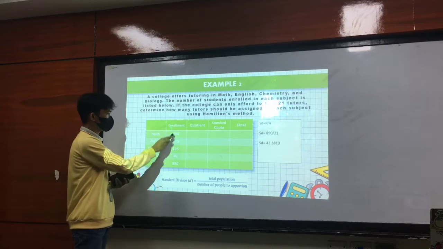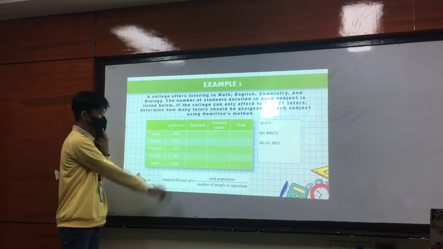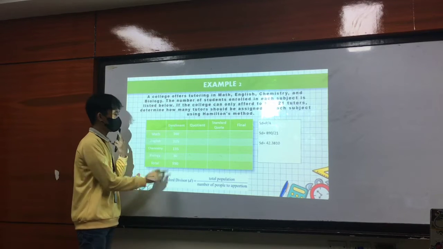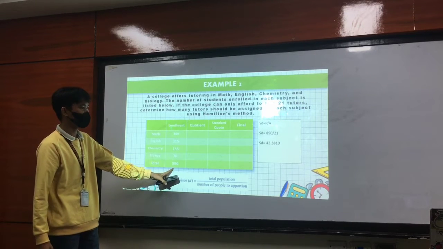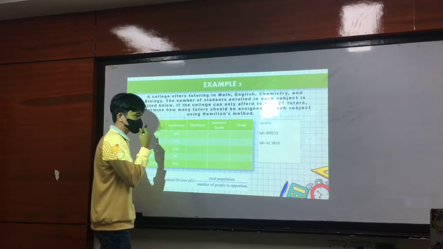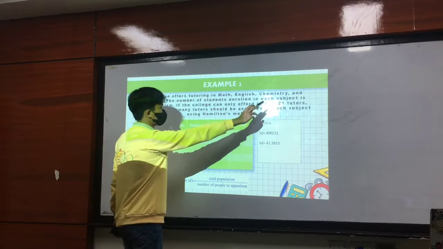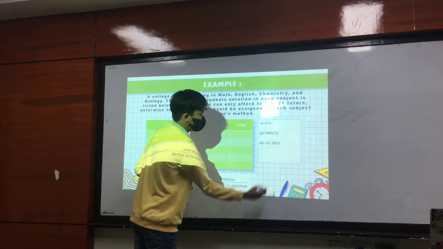So we need to add all the enrollees. If we add this all, we have the total of 890, and divided by our apportionment, which is 21, we got 42.3810.